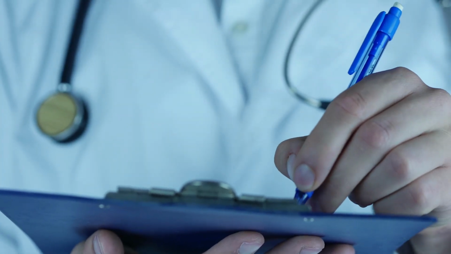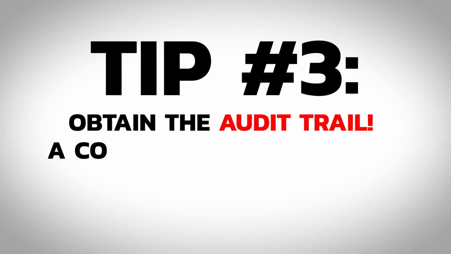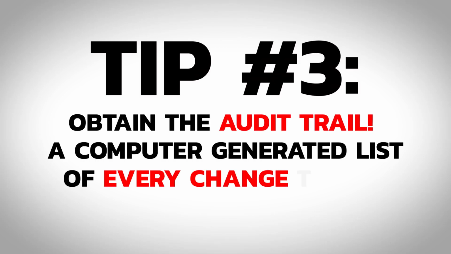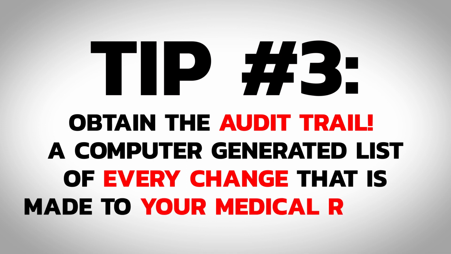So tip number 3, how do you know if the doctor or the hospital has altered your medical records, added things after the fact, or made changes or deleted part of the information in your records? There's a very simple solution. It's called the audit trail. The audit trail is a computer-generated list of every change that is made to your medical record.